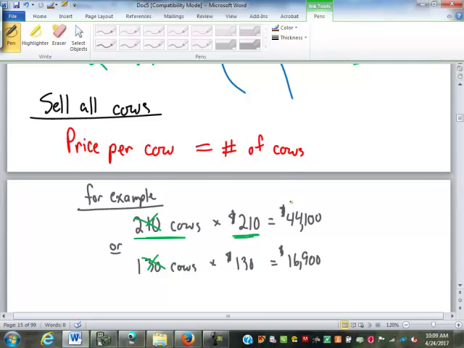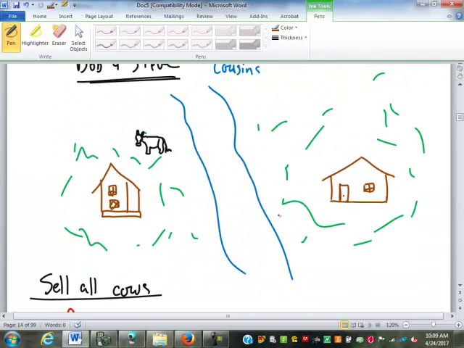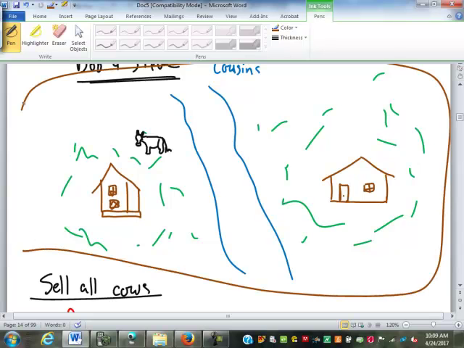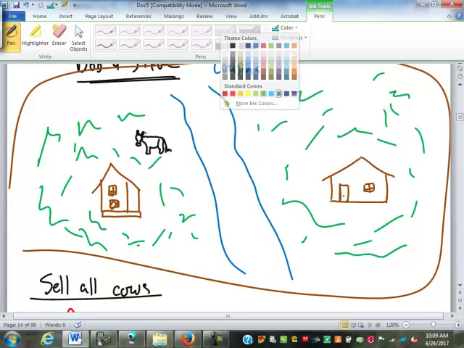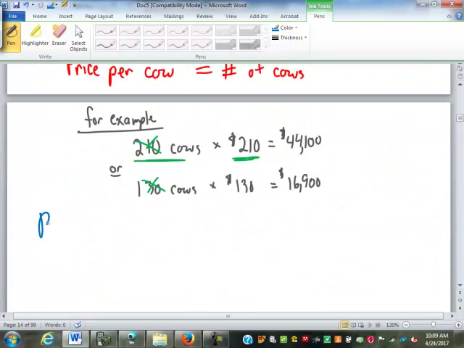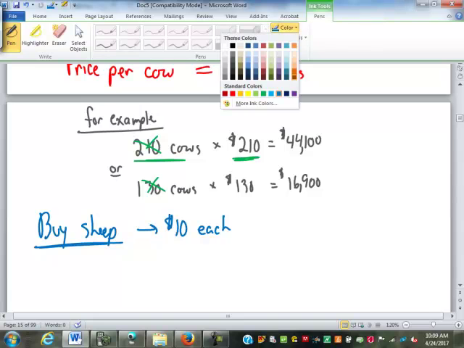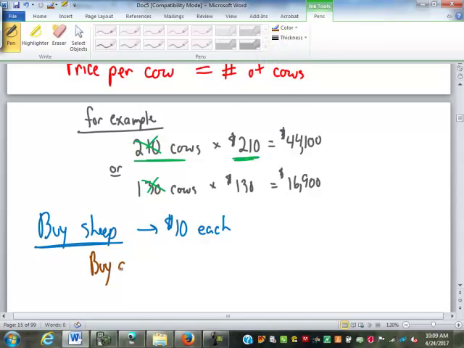Well, after they sold all their cows, they were sitting around thinking, they've got this huge ranch with all of this grass growing. They're either going to have to buy equipment and start cutting that grass so it doesn't grow out of control, or do something with it. So they decide to buy sheep. And they're able to buy sheep for $10 each. So they buy all the sheep they can. All the sheep they can afford.